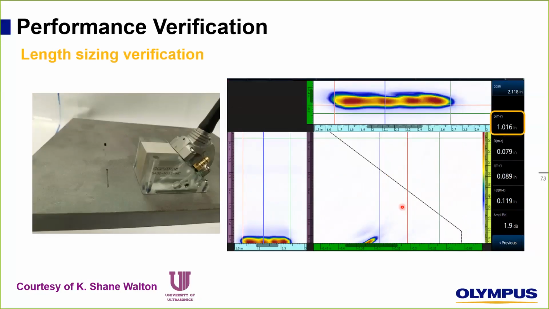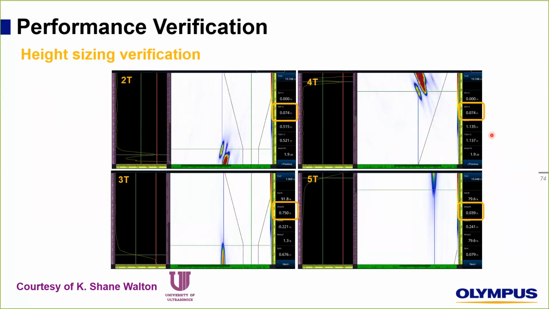The next performance verification is the length sizing verification. So it's used on the notch here. Of course, if you have just one notch, you just have to flip your cal block. And here, the measure was almost 1 inch, and it corresponds to the length of the block provided by Shane. The height sizing is used also on the same notch.